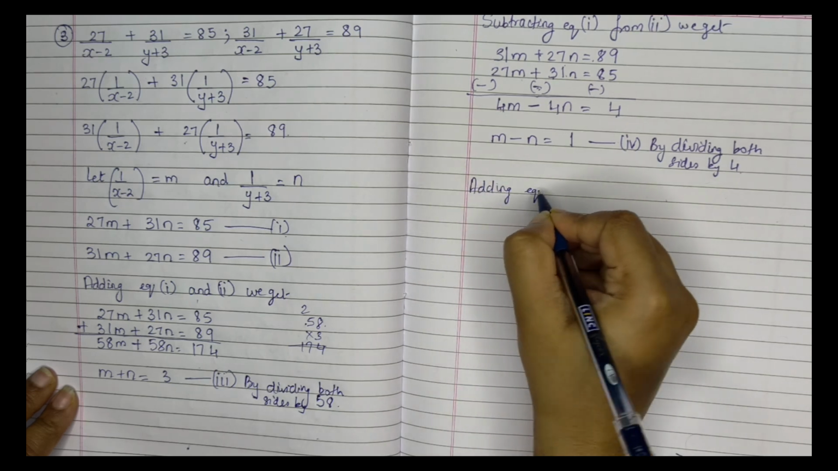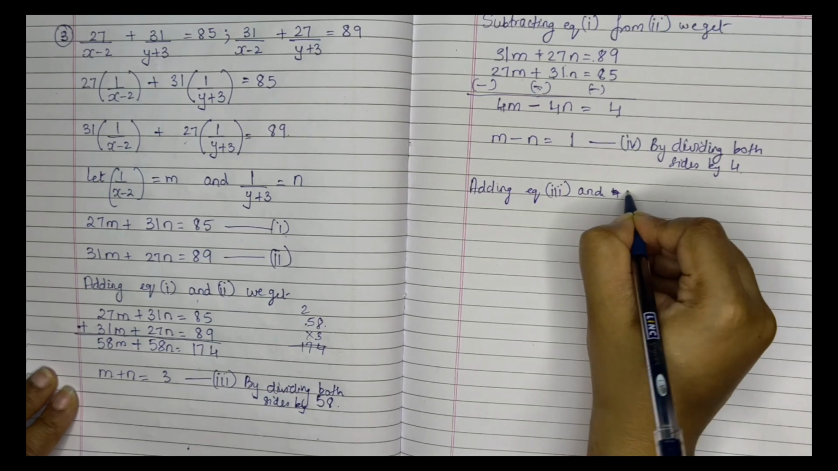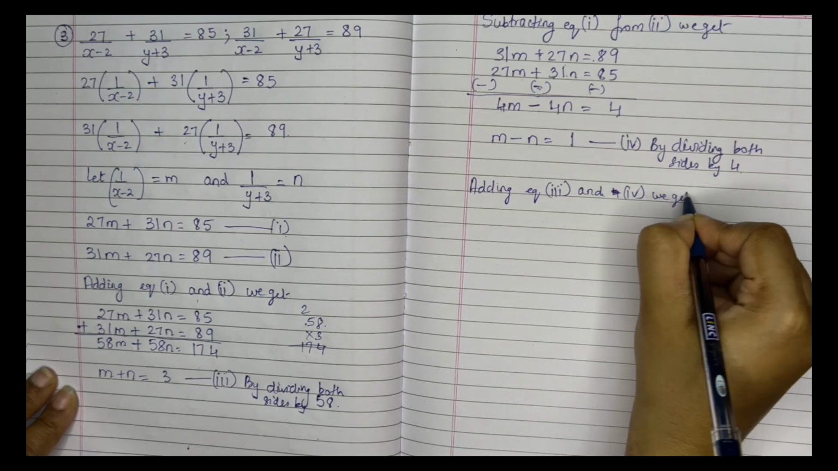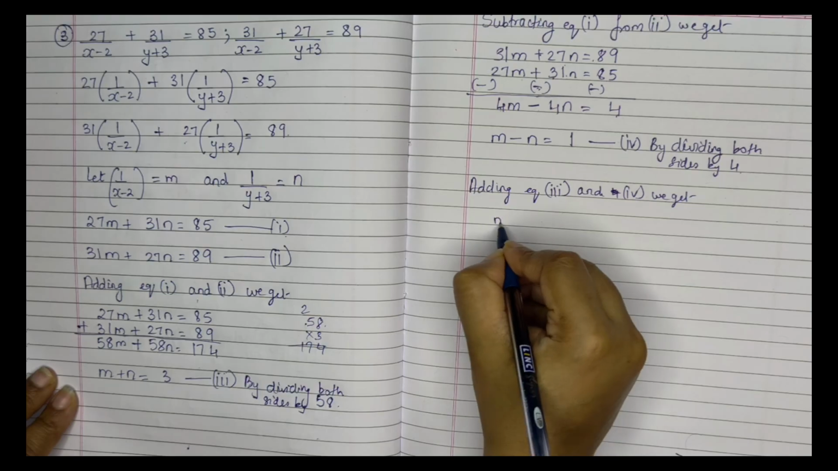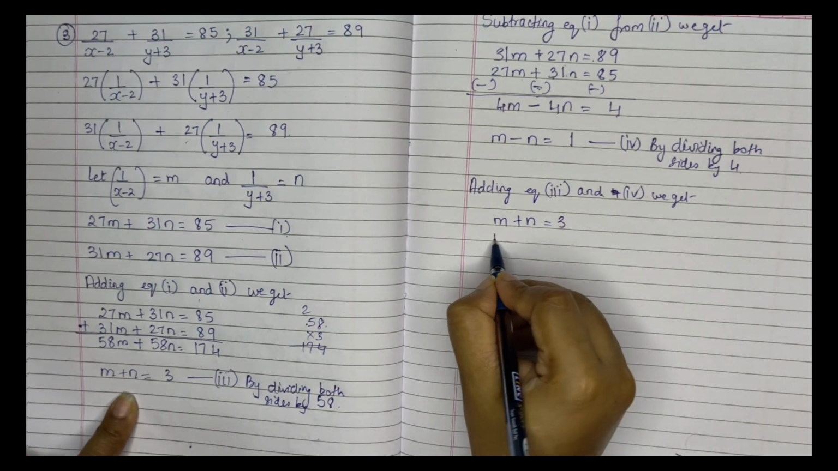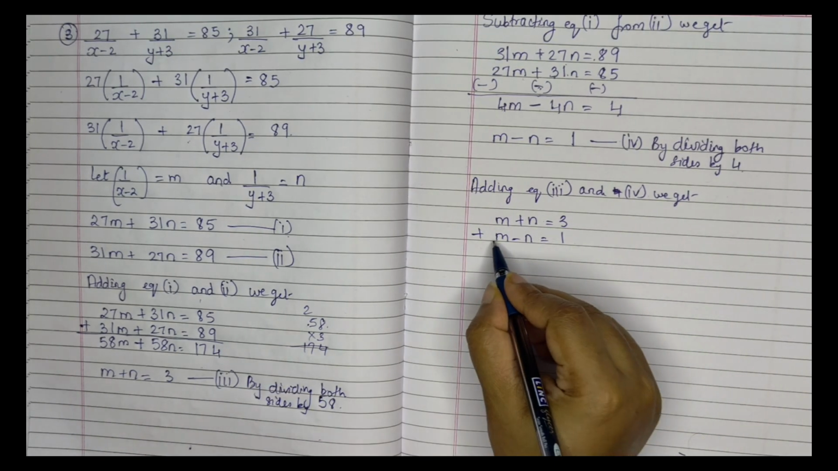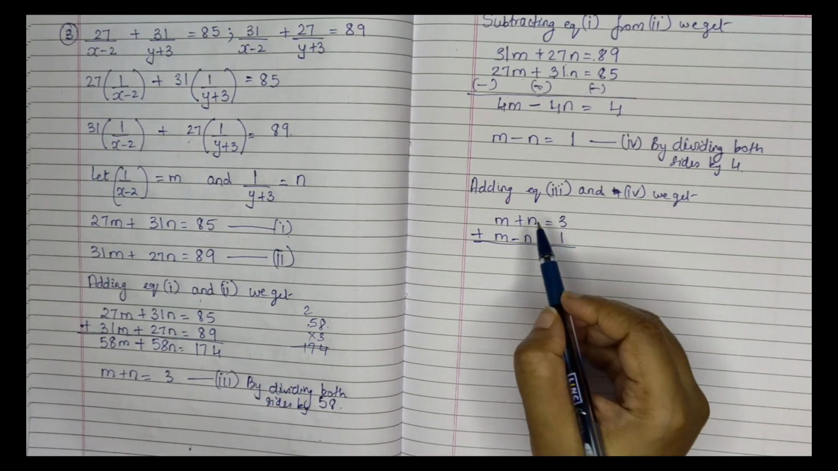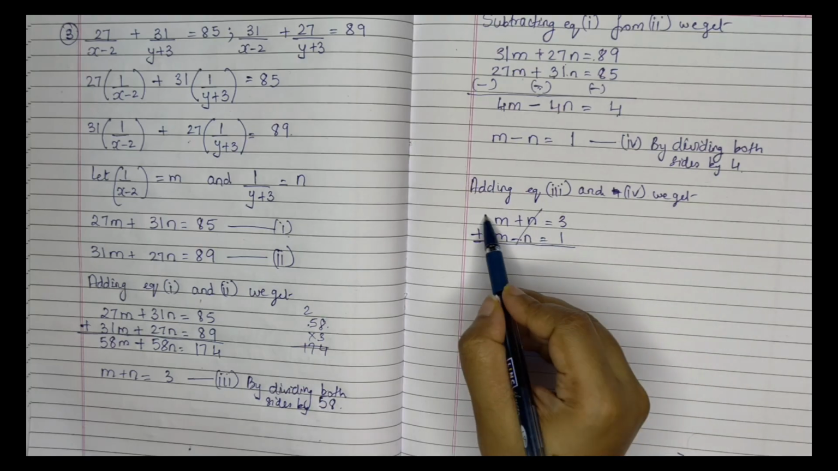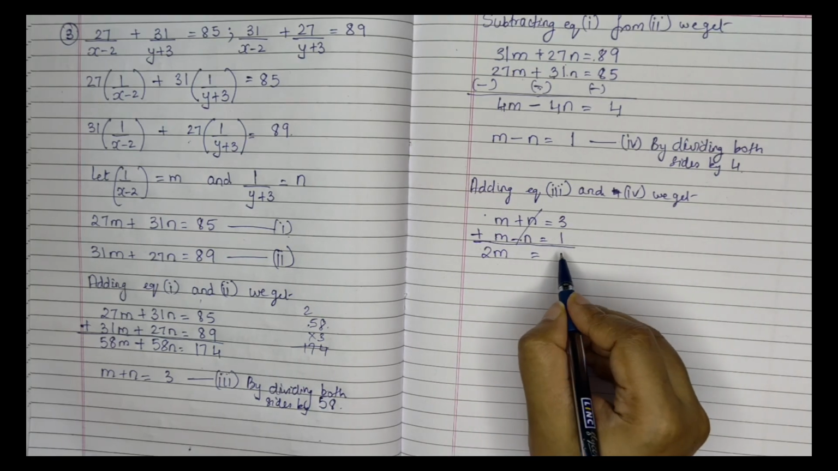Adding equations 3 and 4, we get m plus n is equal to 3 and m minus n is equal to 1. So this plus n and minus n will get cancelled. m plus m will be 2m is equal to 3 plus 1, 4.